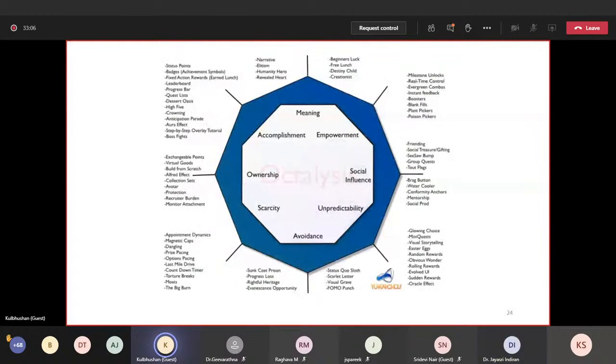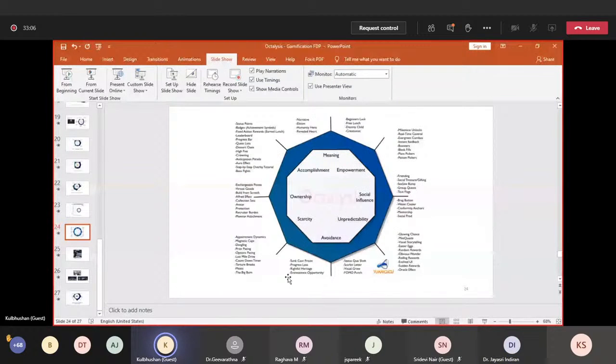In the Google form, you have to rate the 8 different core drives for a particular application. In this case, we are going to analyze Facebook. Everyone knows about Facebook. Now we will see why Facebook is so addictive. Why people are hooked to Facebook.